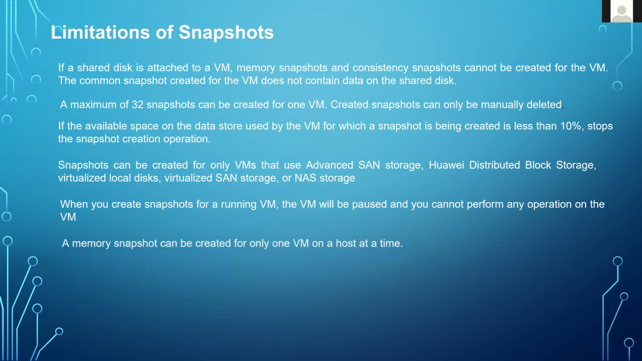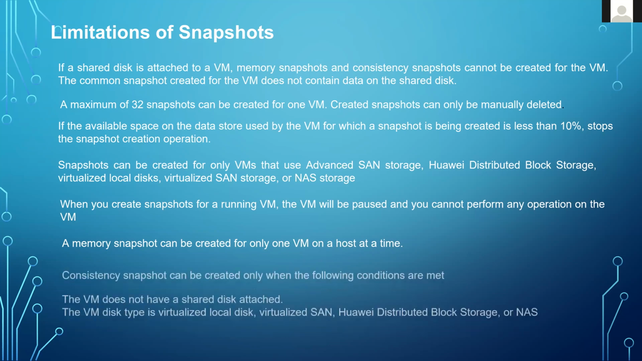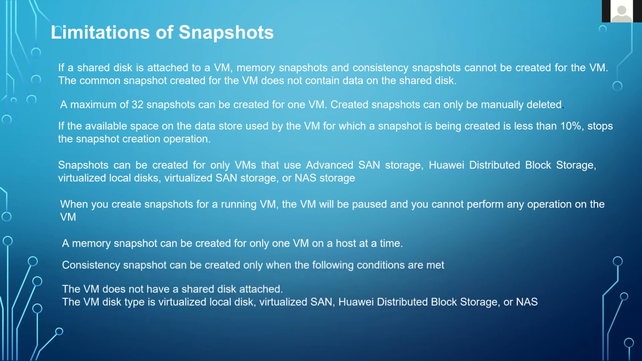Okay, there's one more limitation. If you want to take a memory snapshot, and in one host you have multiple VMs, at a time you can create only one memory snapshot for a VM on a host. If you have multiple hosts, you can do multiple snapshots, but on one host with multiple VMs, taking memory snapshots at the same time is not possible. You have to wait until the first one is completed, then you can create another one. These are also some limitations.